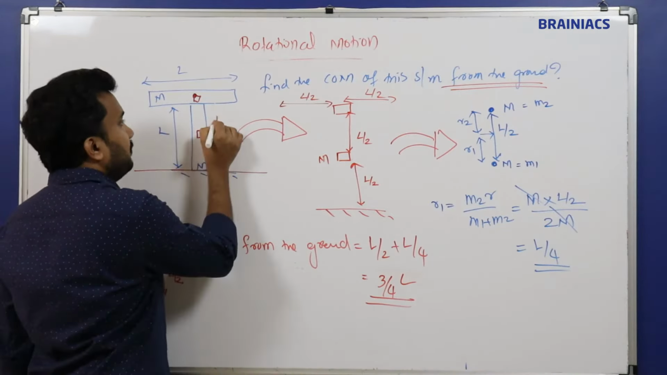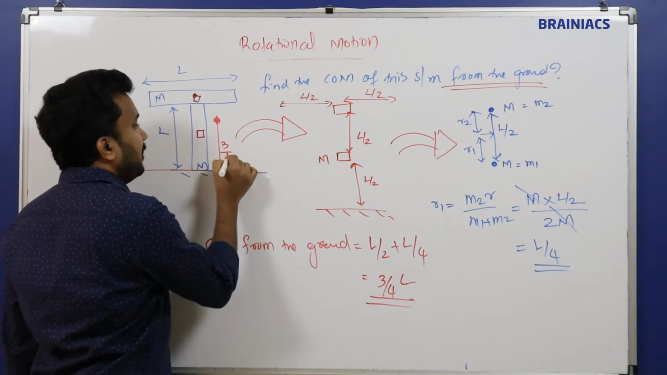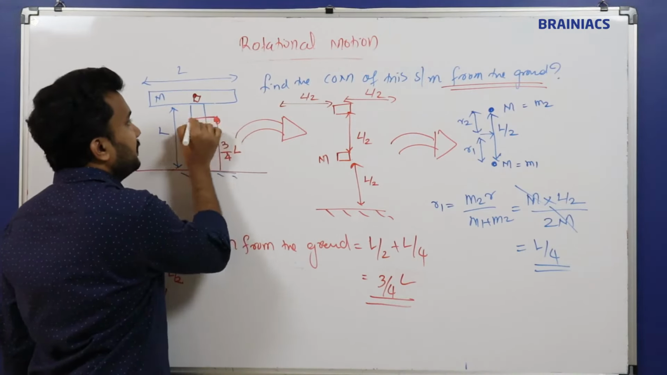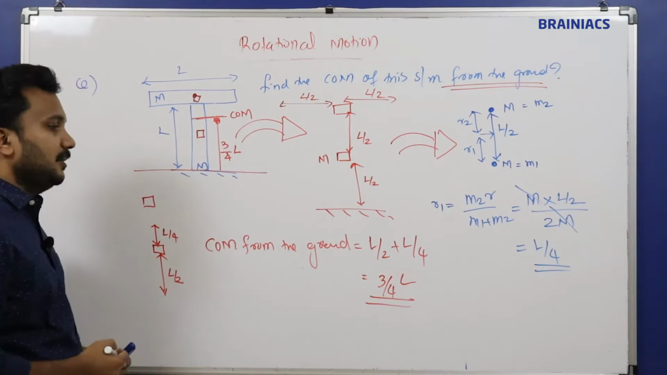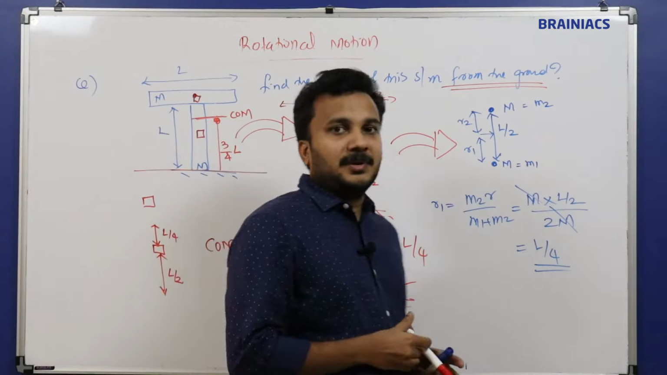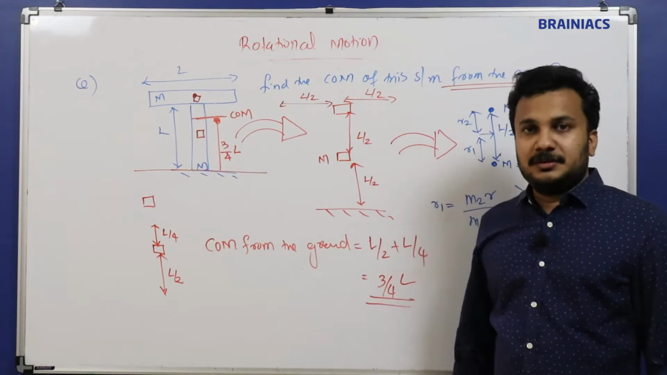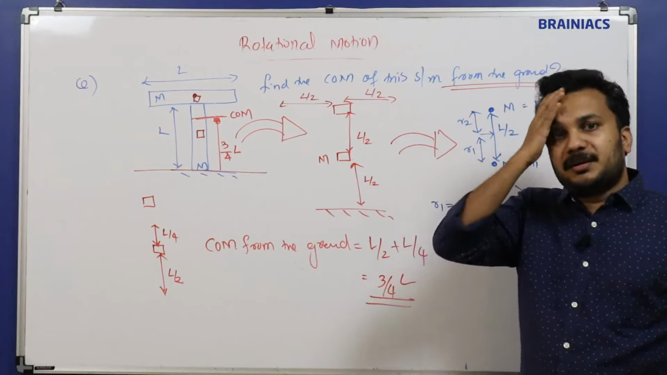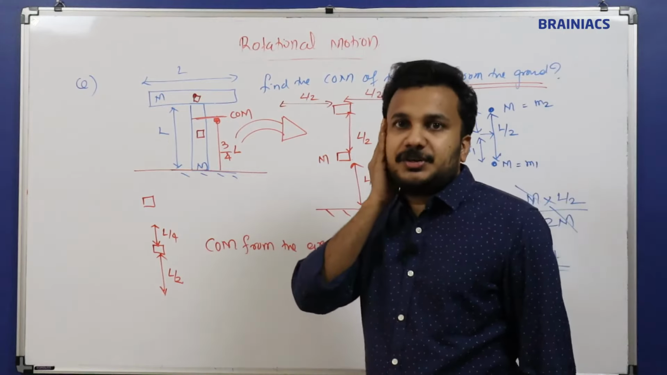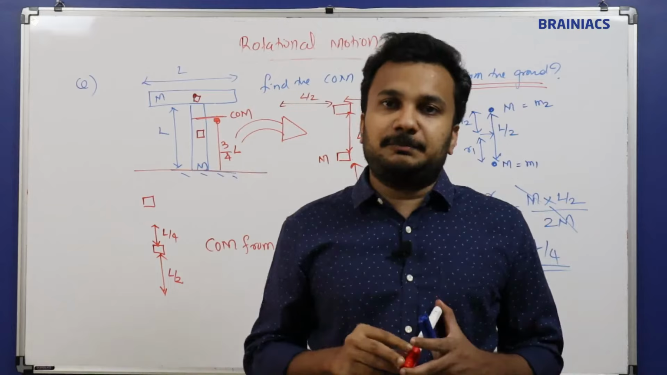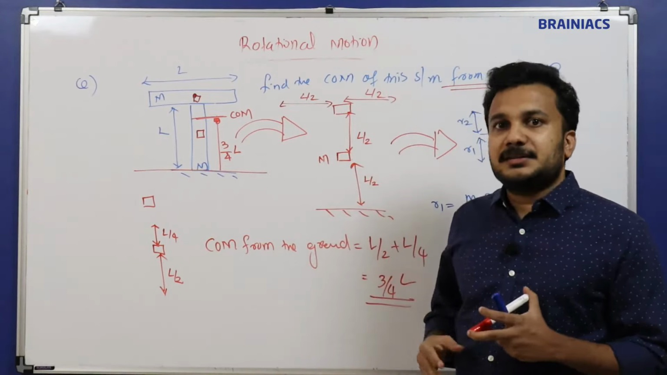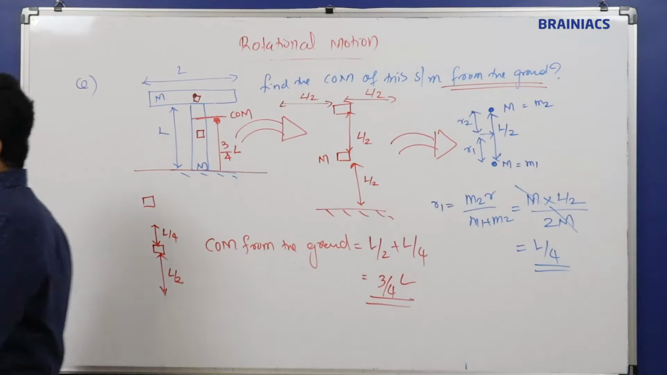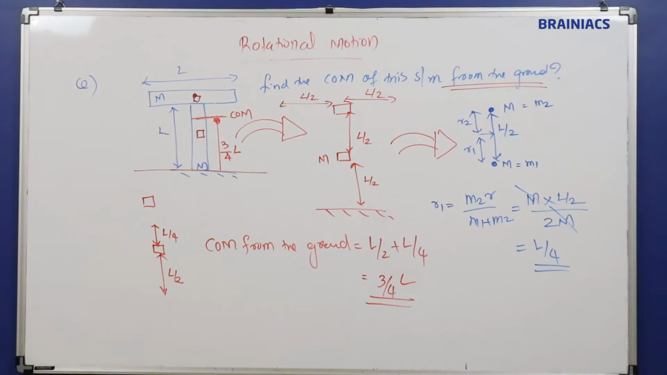So the center of mass will be located here, 3 by 4 L distance away. This is actually the center of mass point of this rod structure. It is given as a rod, but we considered it as a two particle system. That is the importance of studying the two particle system. Any big system, if you see some similarity, you can make it a two particle system. That is the beauty of this. Hope this is clear to you.